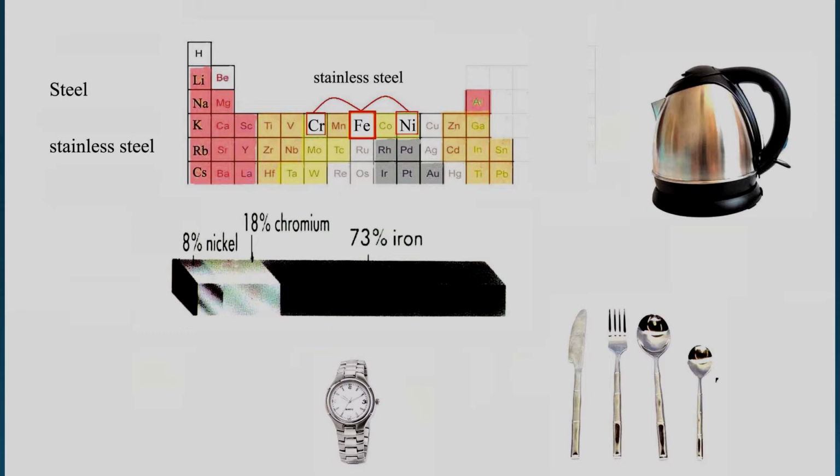So it is used for making watch belts, or cutlery, or spoons and forks, or sometimes you see those kettles for boiling water, they are also made of steel, the stainless steel.